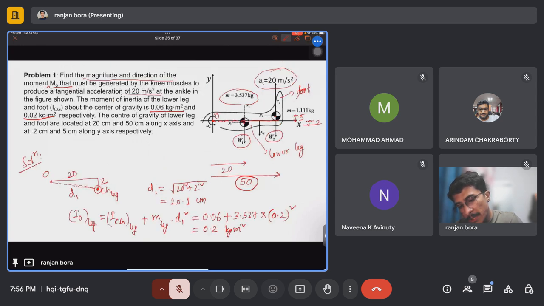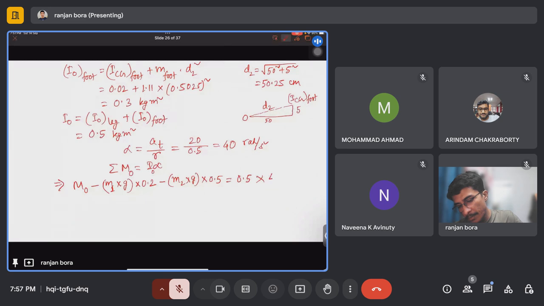See, with respect to point O, this tangential acceleration is in anti-clockwise direction, right? With respect to point O. So we will take it as positive because we are considering this anti-clockwise direction as positive. So means we need to consider the sign conventions for alpha also, for tangential acceleration. So alpha is 40.